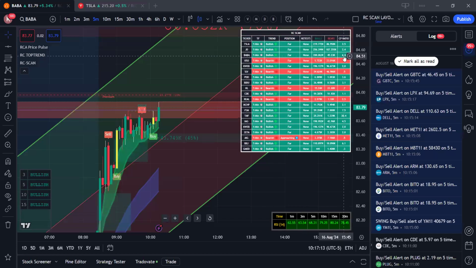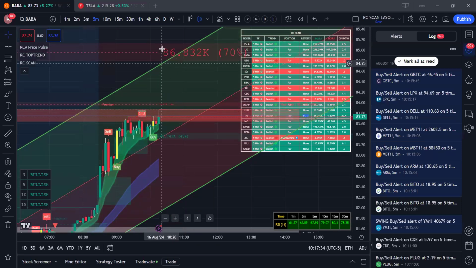As you can see, the CP ratio 6.4. We got a buy signal. Everything is bullish. Everything is bullish. And we got a 43,000 buy order block here. That means a lot of big players are buying it. It can break this resistance. It has a high possibility to go all the way till this $85 target.